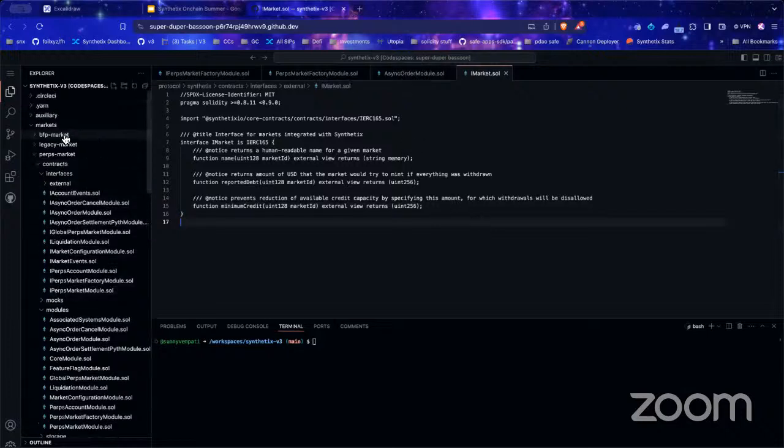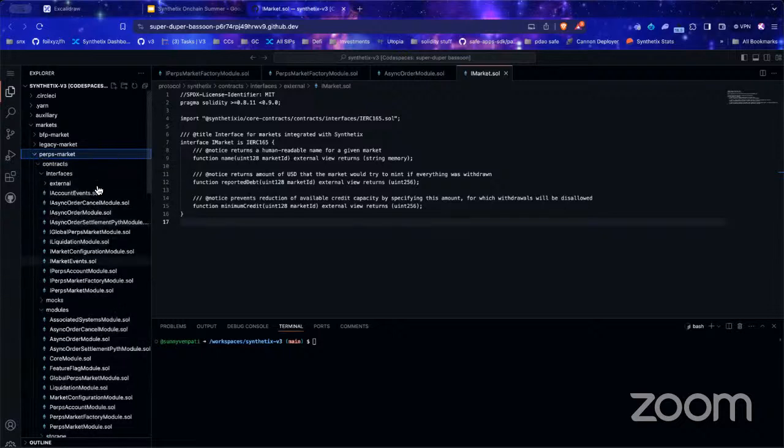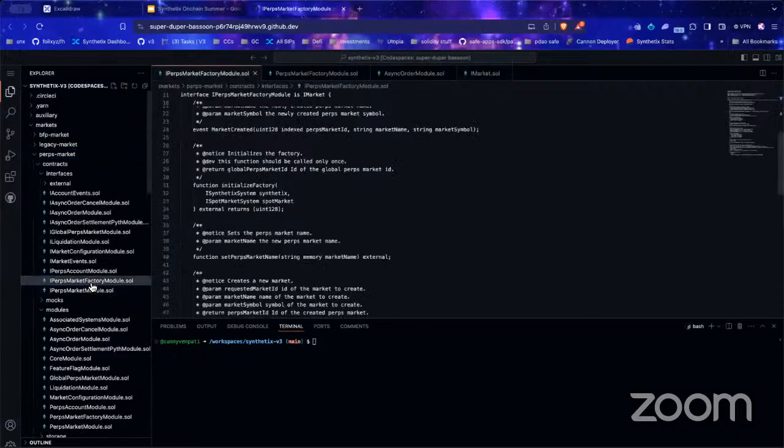So if you go into the perps market, if you go into the markets folder, we have a bunch of markets that we're working through right now. You can use these as examples as you get started on your own market. But yeah, if you go into the perps market, I have here the IPerpsMarketFactory.